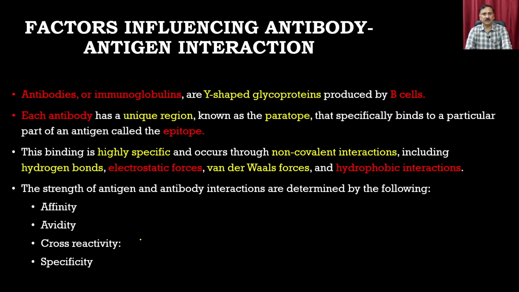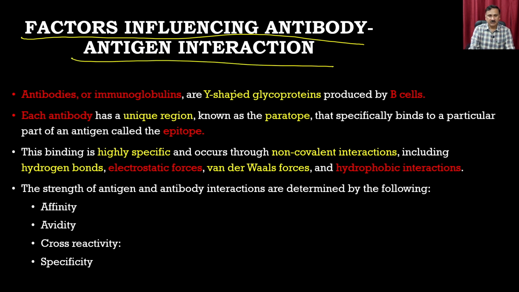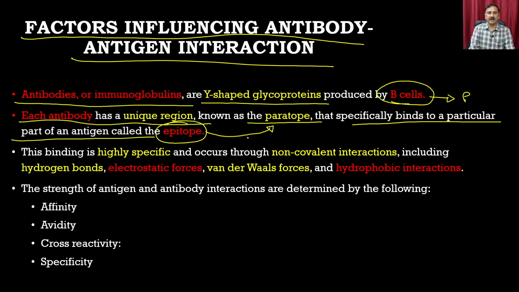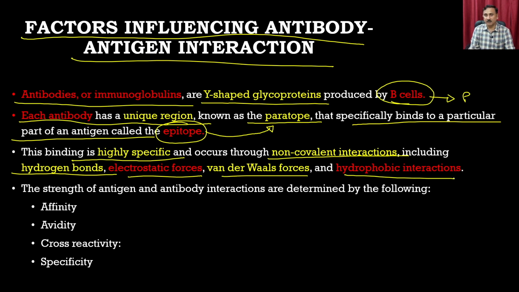So there are many factors which are going to govern how the antibody and antigen are going to interact, right? So antibodies or the immunoglobulins are Y-shaped molecules which are produced by the B cell. Remember, not the B cell but the plasma cell, right? Each antibody has a unique region which is called the paratope that specifically binds to a particular part of an antigen which is called the epitope. So it is actually the interaction of the epitope and the paratope. The binding is highly specific and occurs through non-covalent interactions, including hydrogen bonding, electrostatic forces, van der Waals forces, and hydrophobic interaction.